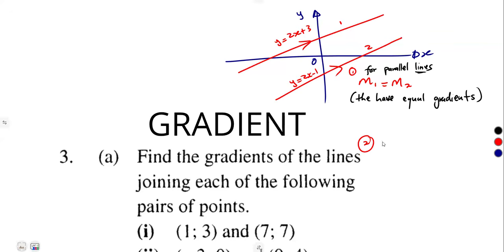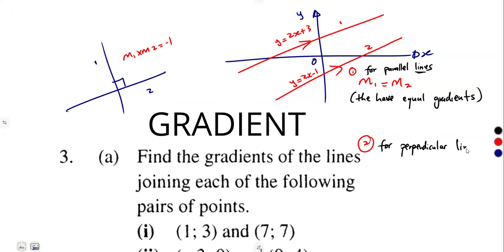And the second part is when two lines are perpendicular. Perpendicular meaning to say they meet at 90 degrees. So let's say this is the first line and this is the second line. When they are perpendicular, the product of their gradients will give you a -1. That is for perpendicular lines, which is a rare situation for O-level mathematics, but you must also understand that. M1 times M2 is equal to -1.